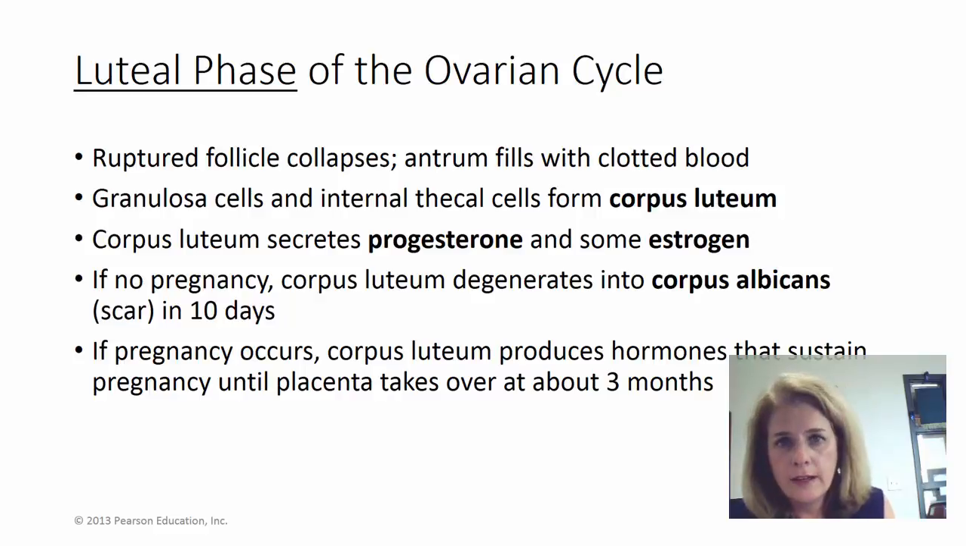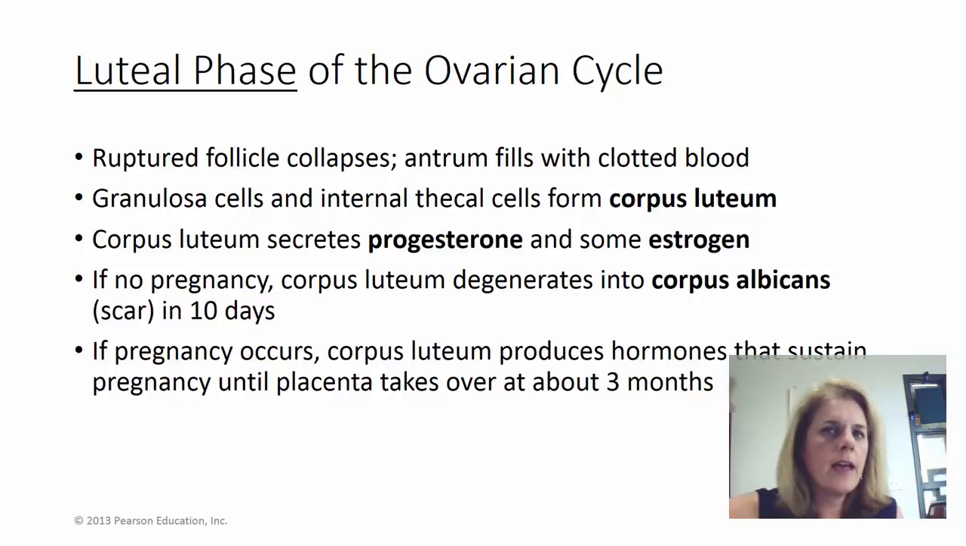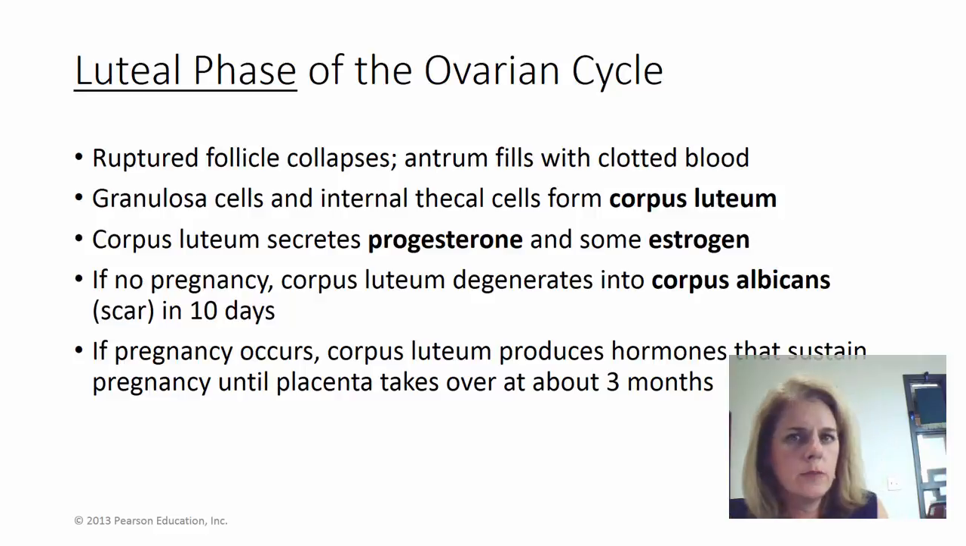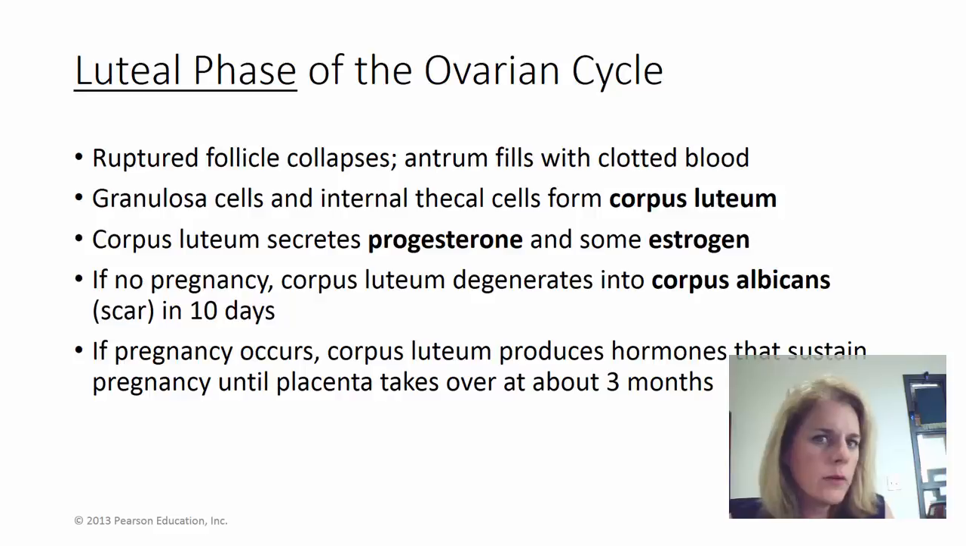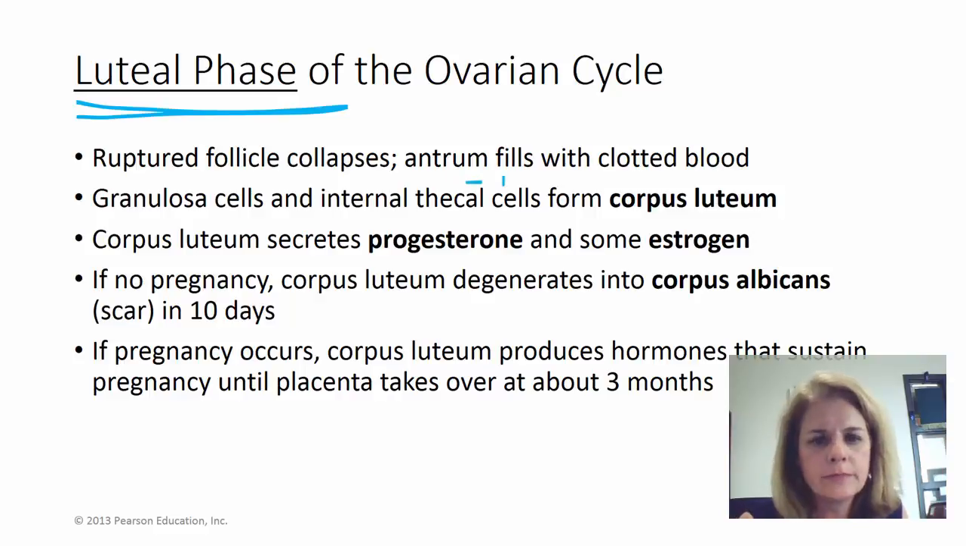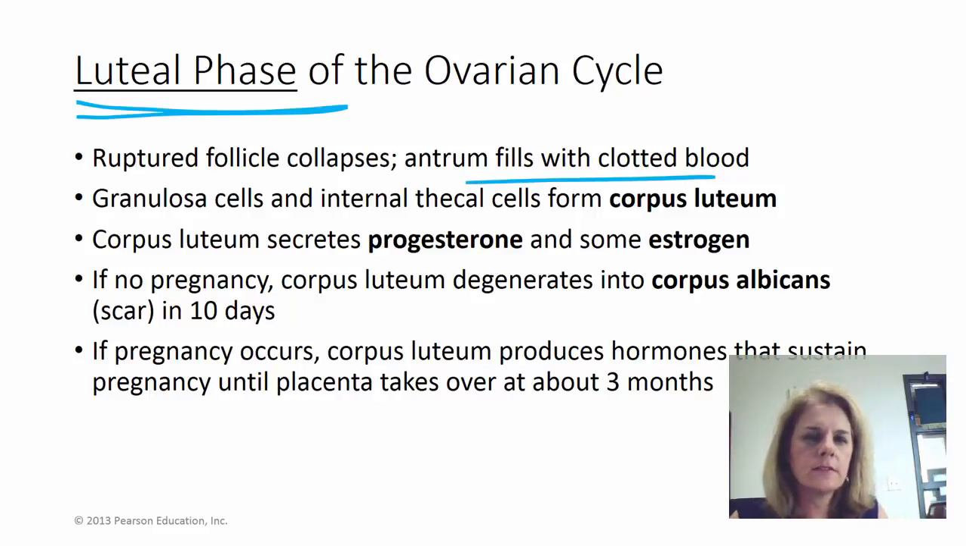So we've ovulated, so now we're in the luteal phase. Now the egg is trying to make its way through the uterine tube and waiting on a sperm to get there, but we're not dealing with that right now. What's still going on in the ovary, because we're talking about the ovarian cycle? This ruptured follicle is going to collapse, and that antrum is going to clot with blood. The cells that remain, those granulosa cells and thecal cells, form what's called a corpus luteum. Luteum means yellow, so it's a yellow body.